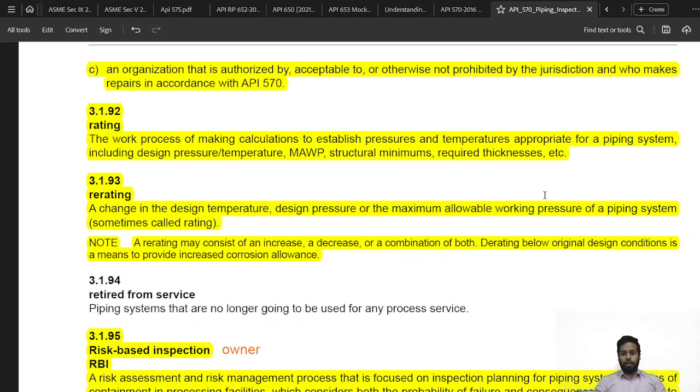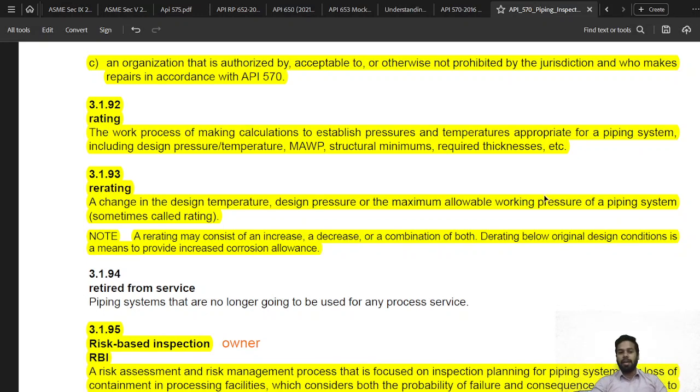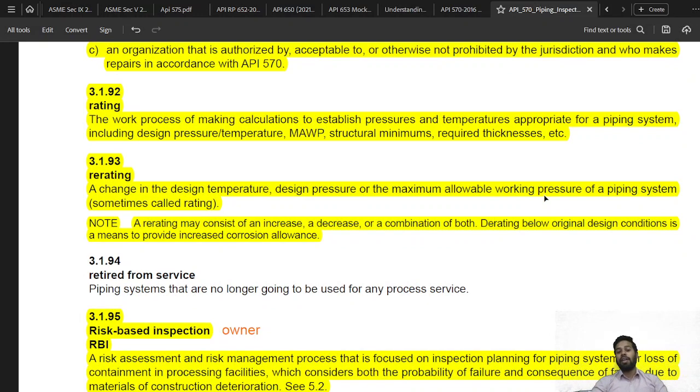The work process of making calculations to establish pressures and temperatures appropriate for the piping system, including design pressure, temperature, structural minimums, required thickness, etc. So that is re-rating. Re-rating is a change in design metal temperature, design pressure or maximum allowable working pressure of the piping system, sometimes called rating or re-rating.